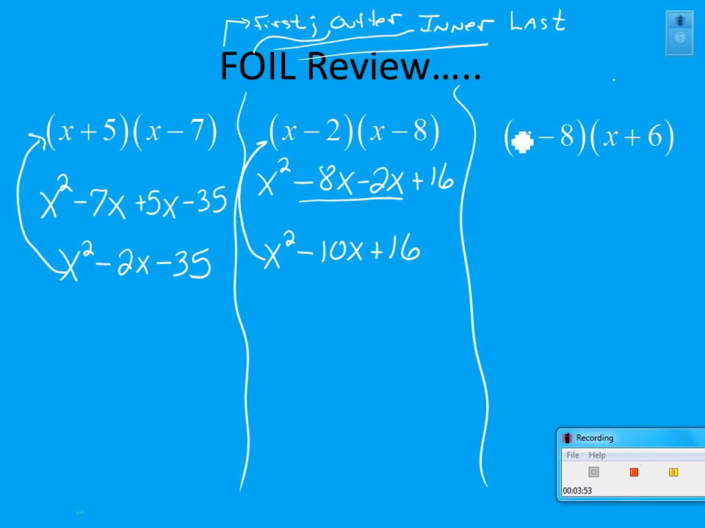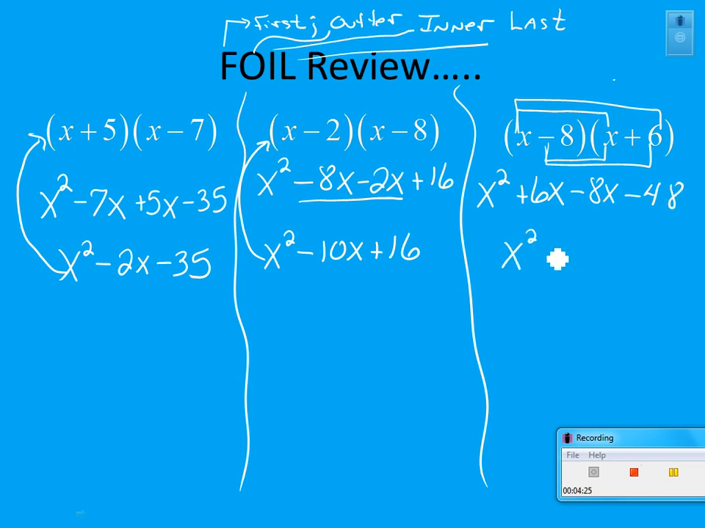Here's one last one. My first terms, the F. 1x times 1x is 1x squared. Then I'm going to go x times 6. So I got plus 6x. Now the inside, negative 8 times x. So I got negative 8x. And then negative 8 times 6, negative 48. Combine your like terms. So I got x squared minus 2x minus 48. And then one last time, the reason I'm reviewing this with you, here pretty soon, we got to go backwards and get that.